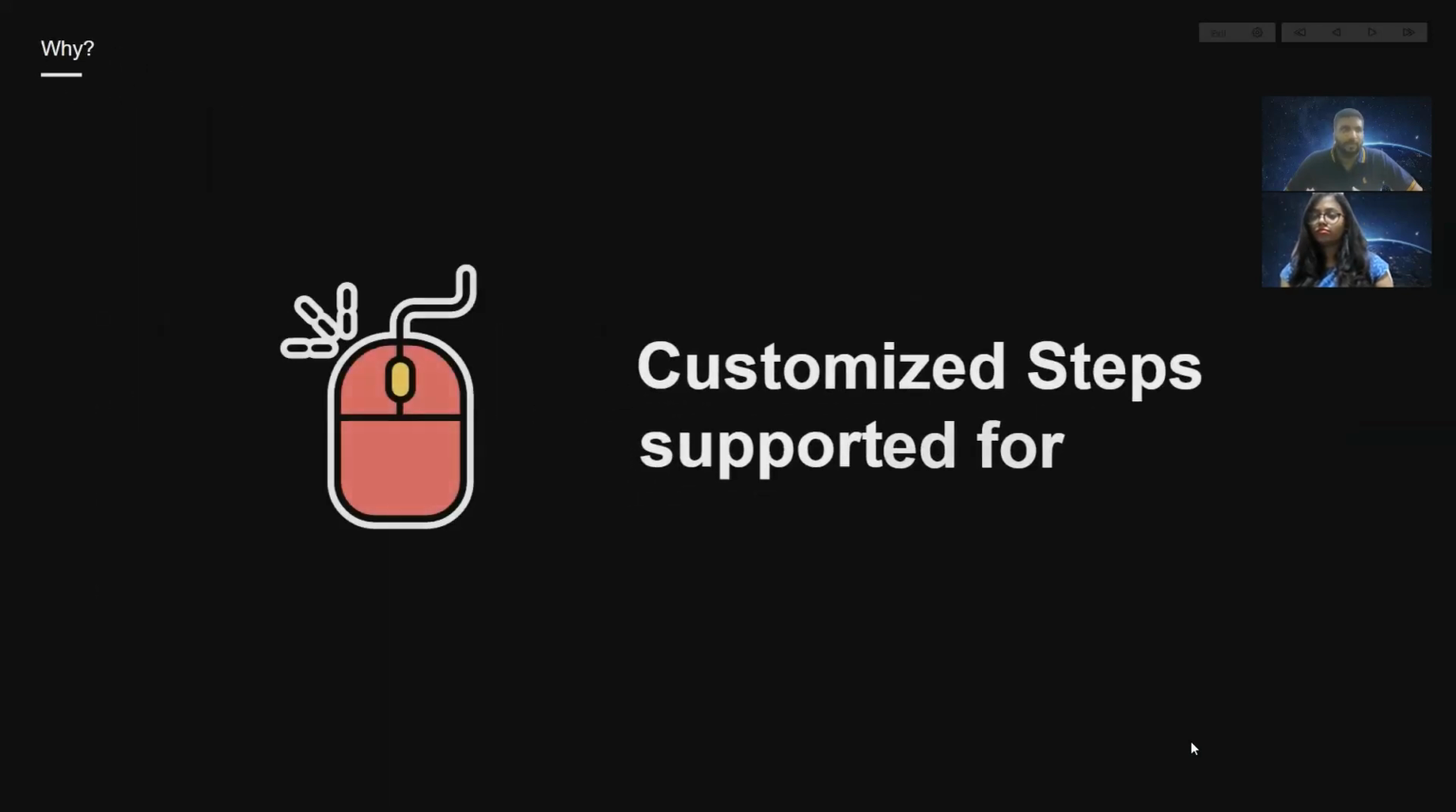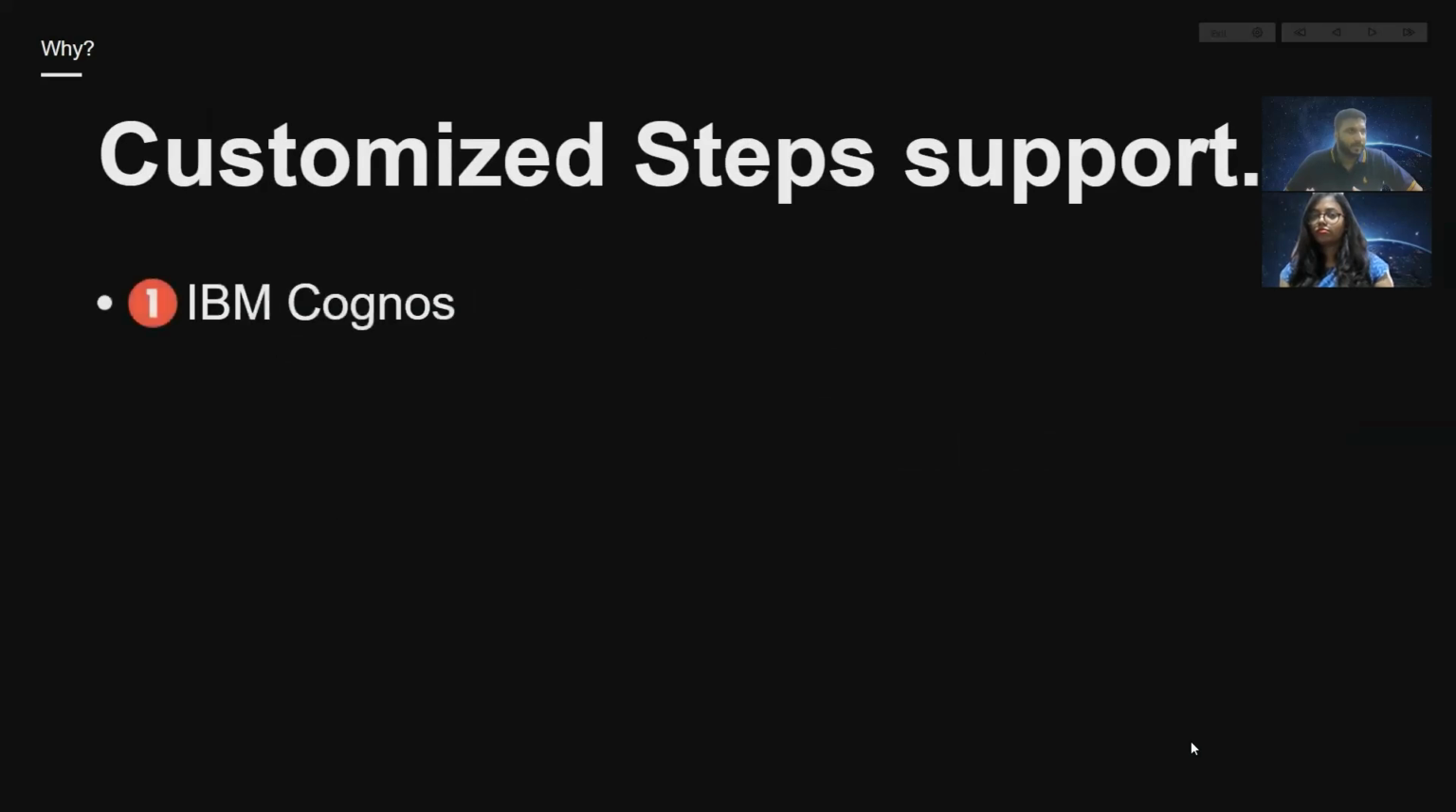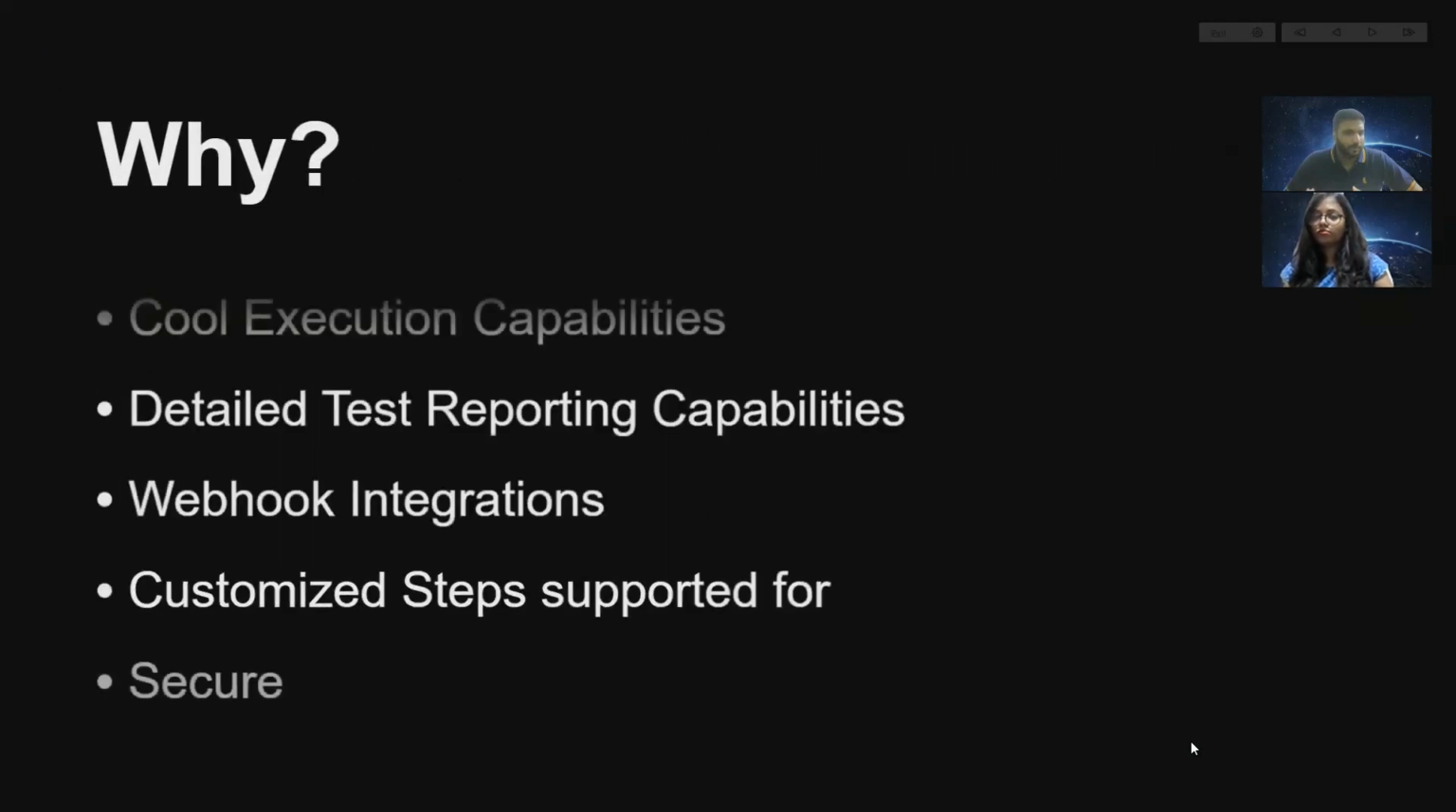Next are the customized steps that are supported for two kinds of applications: one is IBM Cognos and the other is ServiceNow. So if you test or develop these applications, then Cometa is one tool to check out, because there are a lot of customized steps supported for these two applications and they may be pretty helpful for your use case and context.